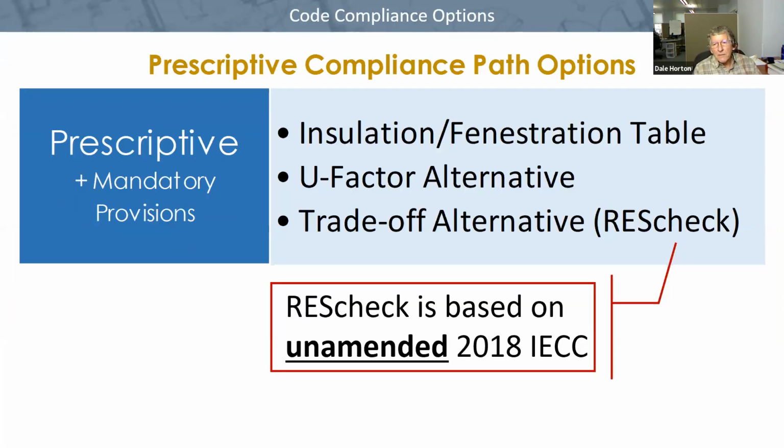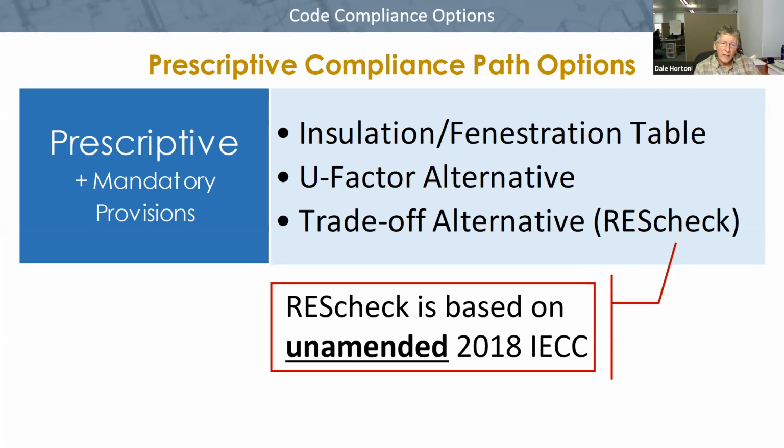The prescriptive path is by far the one used most of the time, and there's actually different ways to use the prescriptive path. One is a table that everybody's used to, that says, here, this is the minimum R value or U value for a building component. And that's the insulation and fenestration table, and that's what is used most of the time. Then there's a U-factor alternative approach, where instead of using R values, you use U factors. It has a different calculation, but it's another alternative.